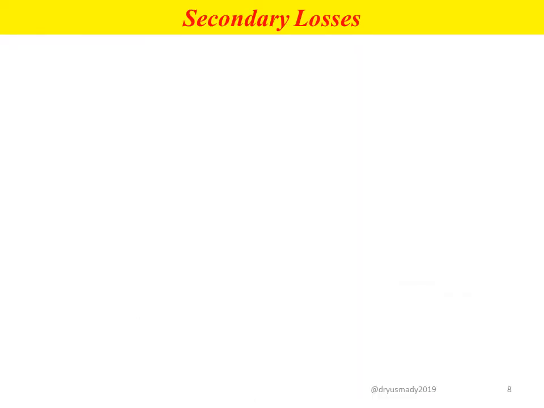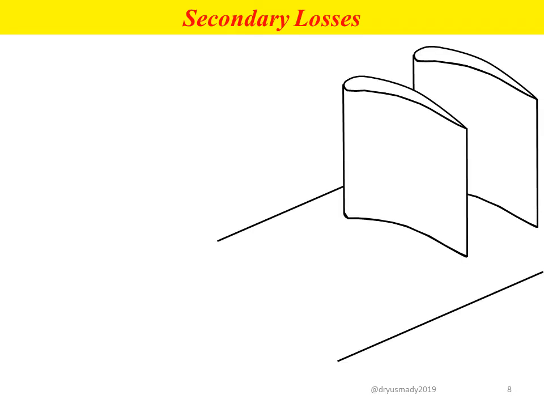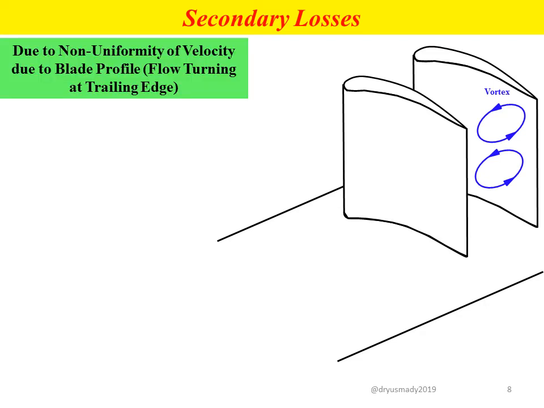Okay, the third type of the profile losses is the secondary losses. The figure shows the arrangement of the two identical blades on a rotor. Normally, secondary losses are due to the vortex that develops in the fluid passage between the blades. This vortex is formed due to non-uniformity of velocity due to the blade profile, and causes the flow turning at the trailing edge as shown in the figures.